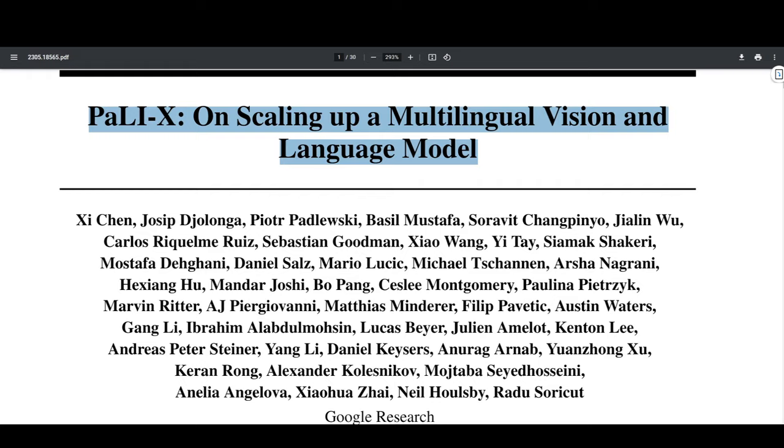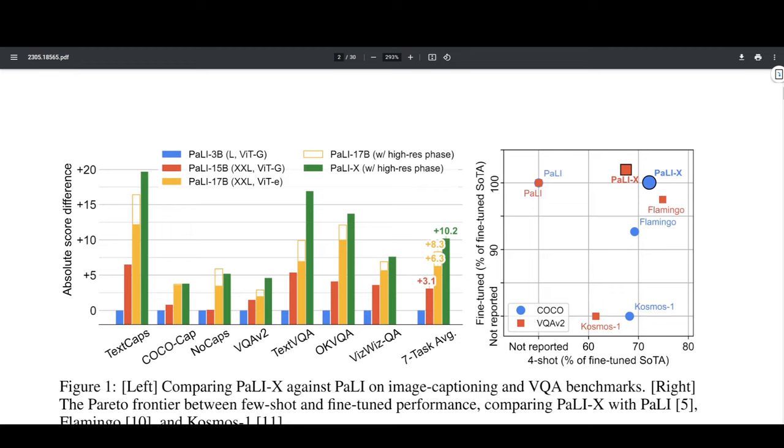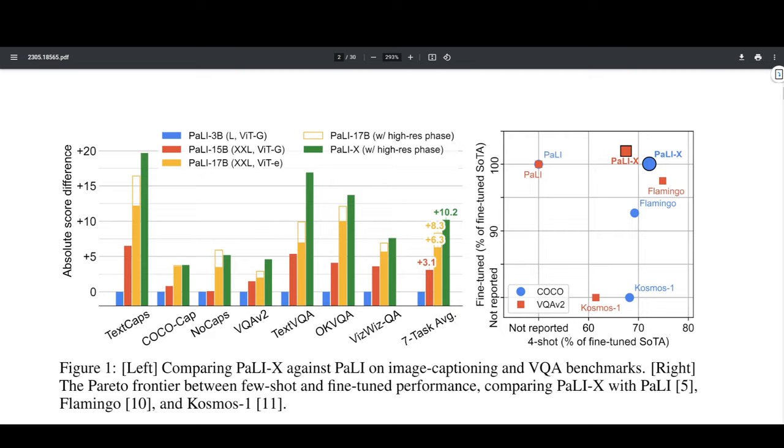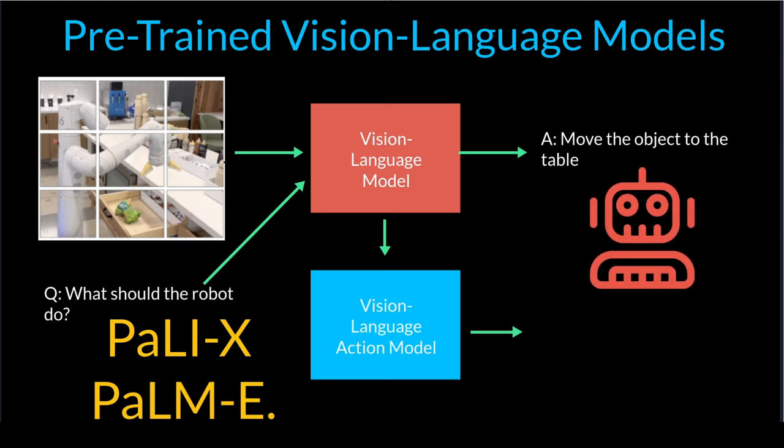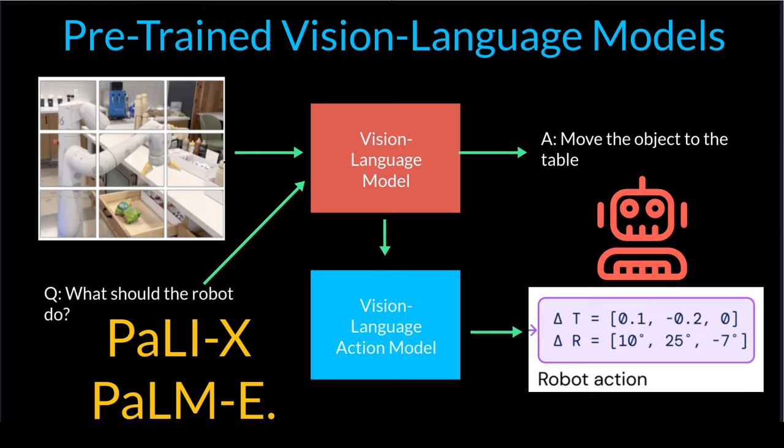The nature of these pre-trained vision language models to take images and text tokens as input and output text is absolutely fine. But to control robots, we need to speak a different language called actions. And these actions are typically numbers for translation T in the X, Y, and Z direction and rotation R angles, roll, pitch, and yaw in degrees.